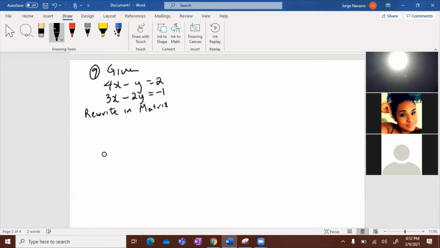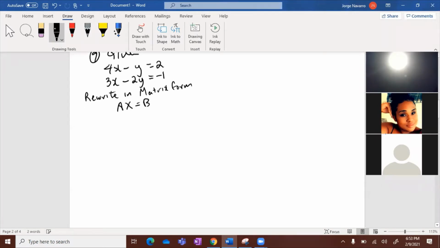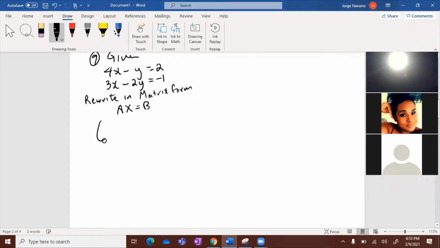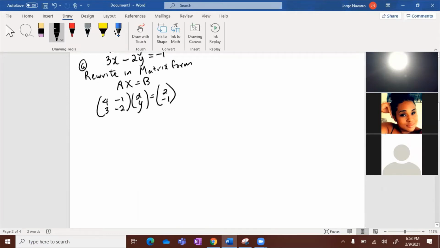Matrix form. So Ax equals B. I'll try not to zoom out too much. So [4, -1; 3, -2] times [x; y] equals [2; -1]. Right? That's A. Then we have B.